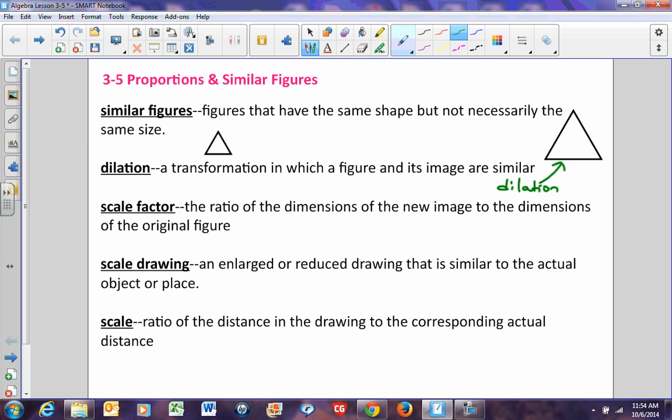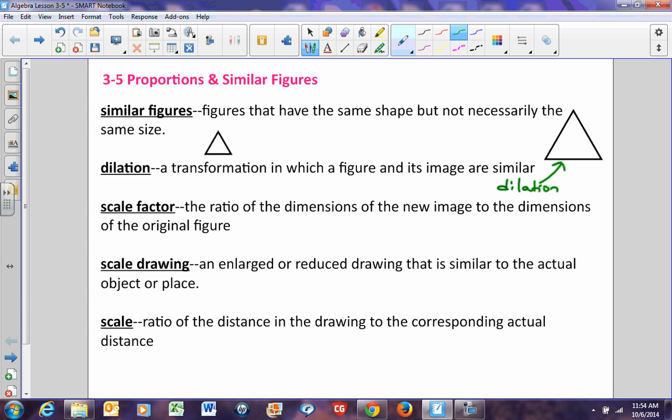of the smaller triangle. A scale factor is the ratio of the dimensions of the new image to the dimensions of the original image. We'll talk a little bit more about that when we get to a figure that we're actually going to look at. A scale drawing is an enlargement or a reduced drawing that is similar to the actual object or place. If you've ever created a model airplane or a model car, that's actually what we call a scale drawing.